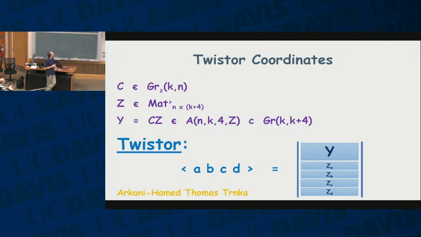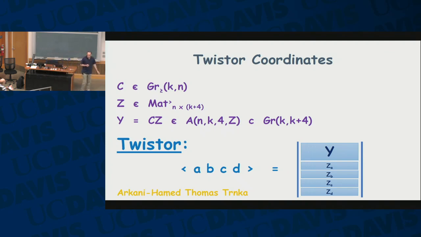We multiply by y, which is C times Z, the image. It's a point in the amplituhedron, which lives in a k-plane in the Grassmannian. Now for every four indices A, B, C, and D, we define the twistor coordinate. It's a function of the point in the amplituhedron, where we put the matrix Y on top, and the four rows corresponding to A, B, C, and D from the matrix Z below it, and take the determinant. This is called the twistor coordinate.